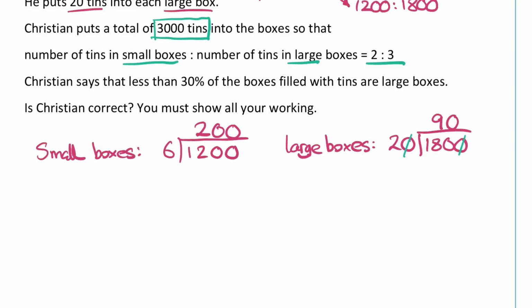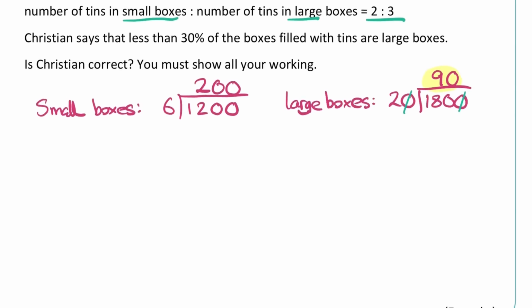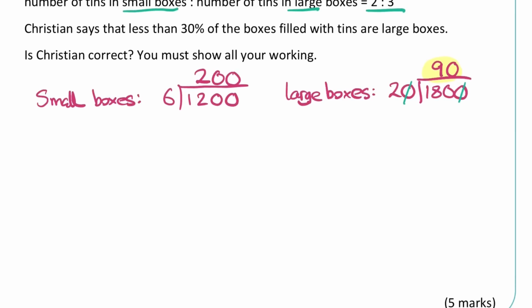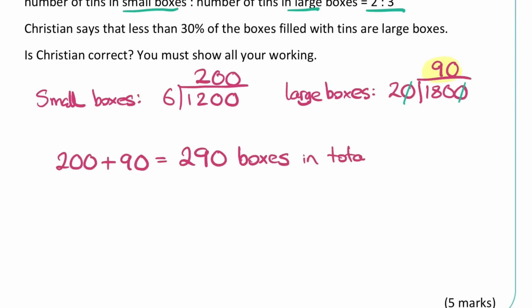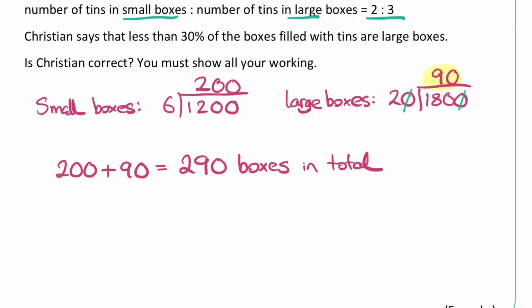Christian says that less than 30% of the boxes filled with tins are in large boxes. Well, we know that there are 90 large boxes. So we just need to know, is that less than 30% of the boxes? Well, how many boxes are there in total? There are 200 small plus the 90 large. That's 290 boxes in total. There we go.